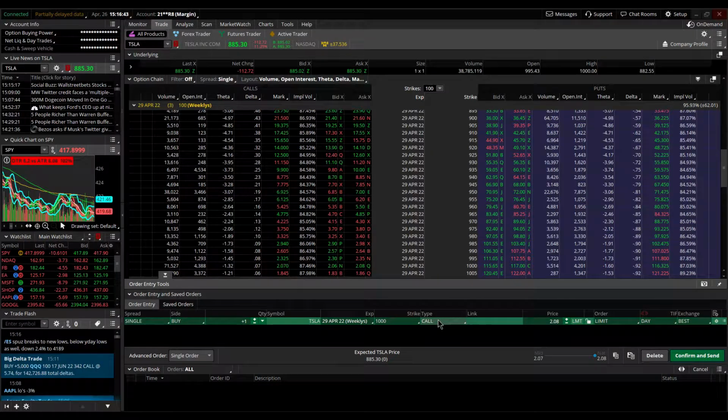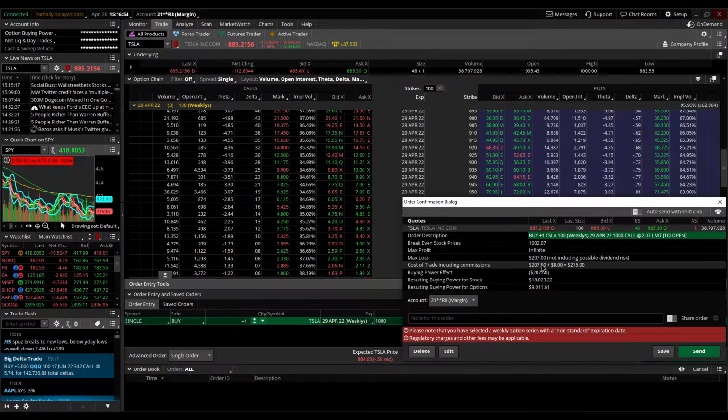It's 1,000 strike price. It's a call, 208. You want to try to get your best price. So you click to mid so that you're trying to get as cheap as you can. And you're clicking confirm and send. They're going to show you your max. The max you can lose is $207 plus $8 equals $215. So essentially, I'm going to put over $215 in the hope that Tesla has a really big rebound day tomorrow.